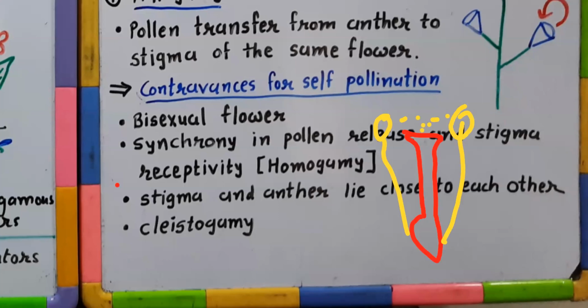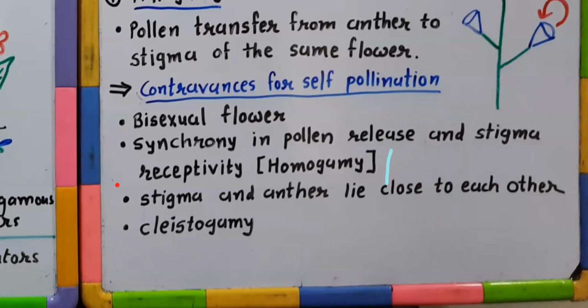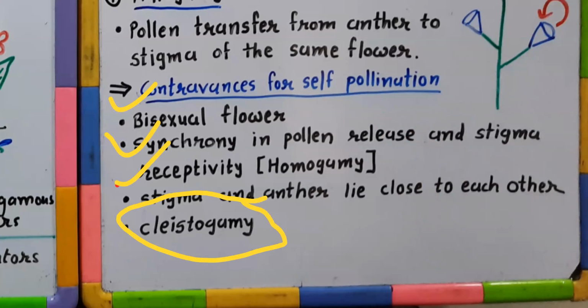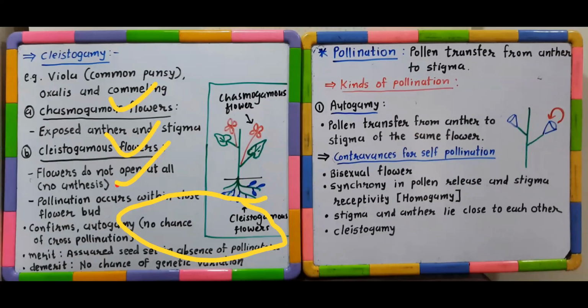And one more phenomenon that can help in self-pollination is a spatial phenomenon. The earlier features are very commonly seen in self-pollinating autogamous plants. But this spatial feature is there in only a few specialized plants which prefer self-pollination. This includes plants such as Oxalis, Viola, that is called common pansy, and another plant called Commelina. So plants such as Commelina, Oxalis, and Viola. Viola is also called common pansy.